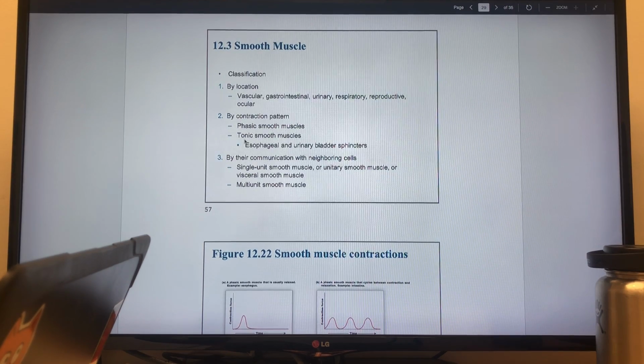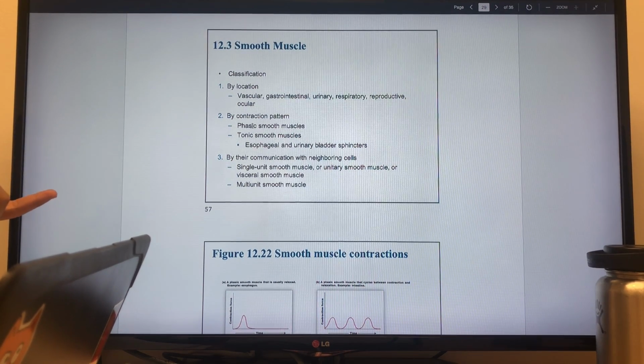Phasic is usually one that's relaxed. Think of your throat: if it ever wasn't relaxed, you'd be choking right now. But when you eat something, it goes through its relaxed to contracted cycle, contracting to move the food down, slowly pushing it. Right now it's fully relaxed. That's your phasic muscle, because it goes through a phase of relaxed and a phase of contraction. Your tonic smooth muscles are ones that are always contracted until they can relax.